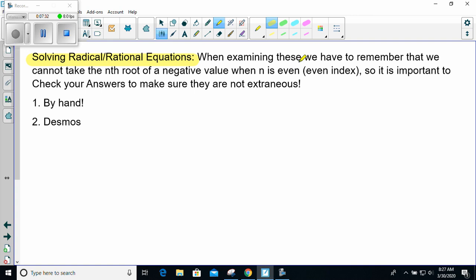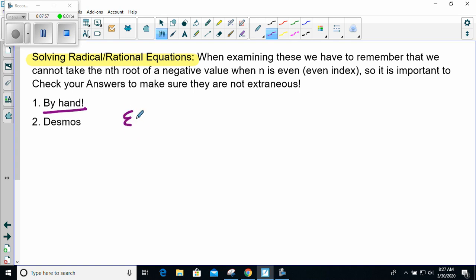But when examining these, we have to remember that we cannot take the nth root of a negative value when n is even, an even index. So it's important to check your answers to make sure that they are not extraneous. So let's take a look at the following example. And again, we're going to look at doing it by hand first, and then we'll take a look at Desmos. So let's just jump right in.